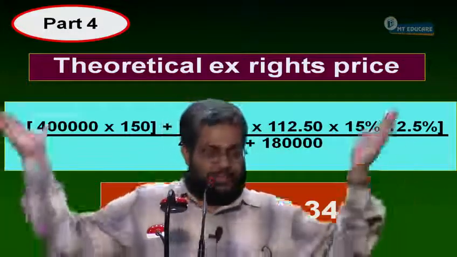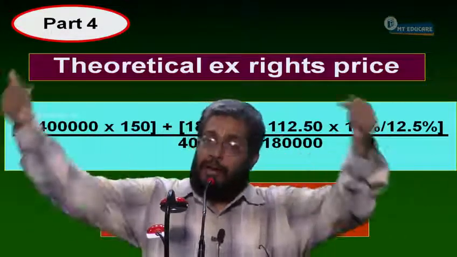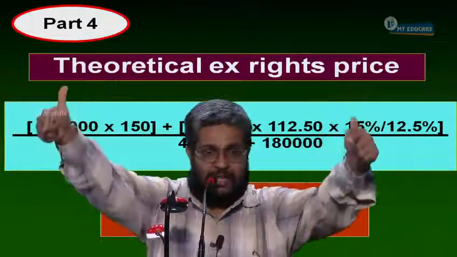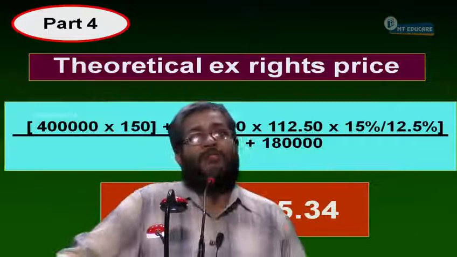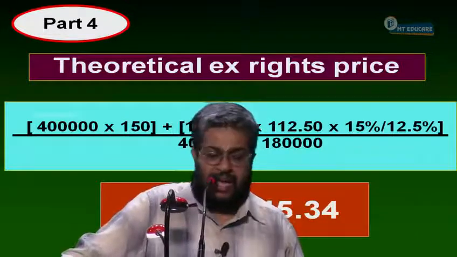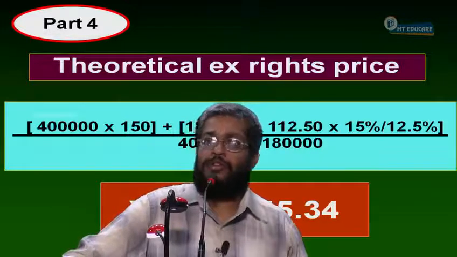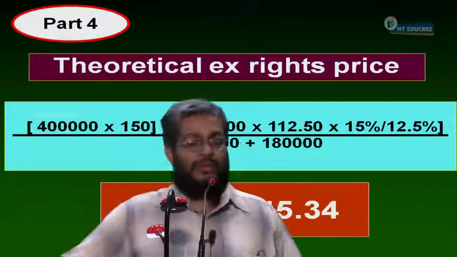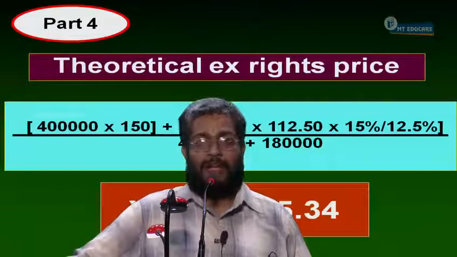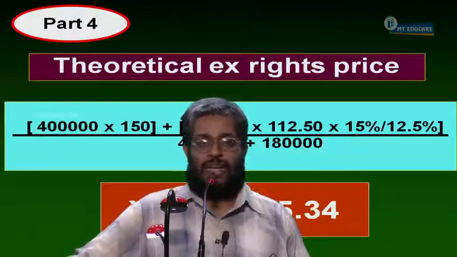At present my wealth is 6 crores. The new wealth through the new project started using rights is 2 crores 43 lakhs. Total wealth is 8 crores 43 lakhs. Can I proceed? Point number 2.